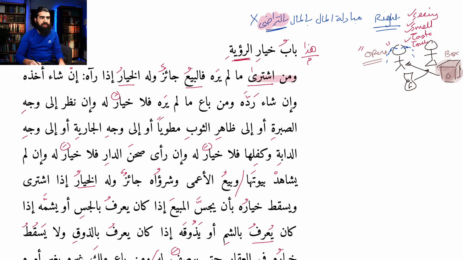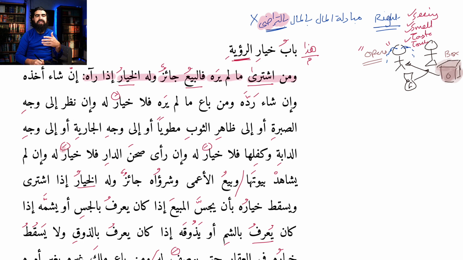Okay, so let's have a look at this. Man ishtara, whoever purchases, ma lam yarahu, that which he has not seen, fal bay'u jaiz. So first of all, the transaction goes through, because if someone argues, how can you buy something you haven't seen? Will that transaction be jaiz? We say yes, it's jaiz, as long as the item has been described to you. Walahul khiyaru, and he has the right, idha ra'ahu, when he sees it.